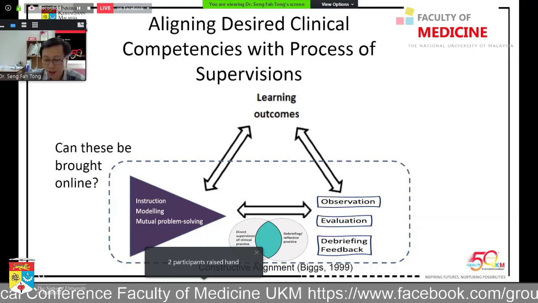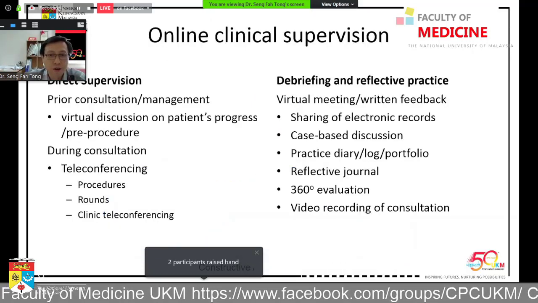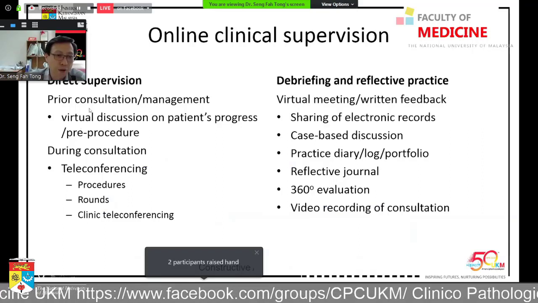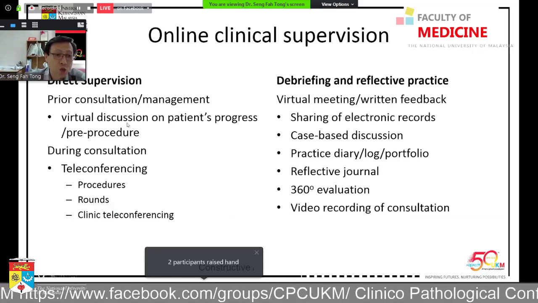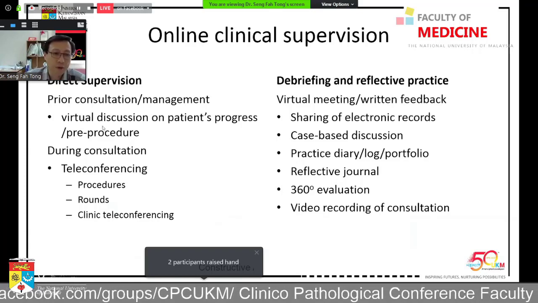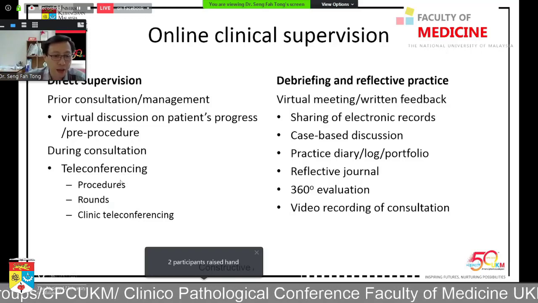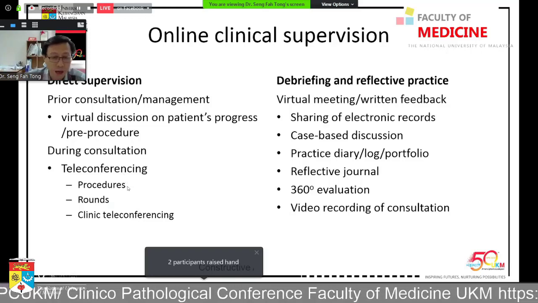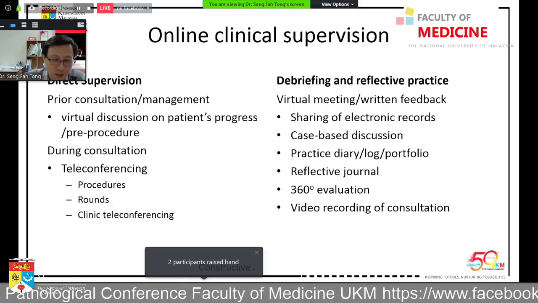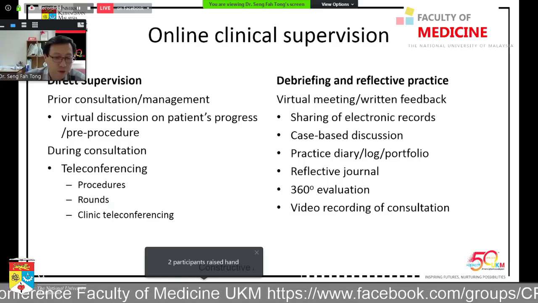We've been doing that all the time in direct contact with our supervisee. And this is the online clinical supervision that we can put out. So in direct supervision, prior consultation management, we can look at it, so it can alter the patient's progress and treatment process. So we can have a pre-consultation round, for example. During consultation, we can have teleconferencing procedures, like a supervisor looking at the supervisee operating, for example. Instructions through online methods, teleconferencing.